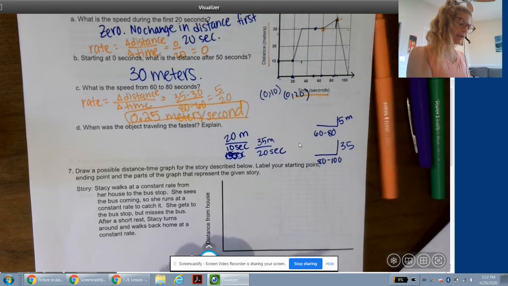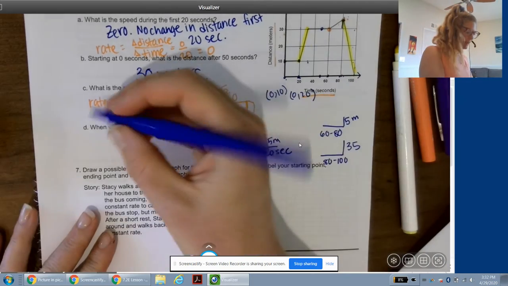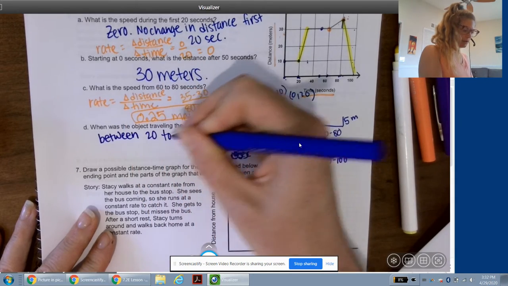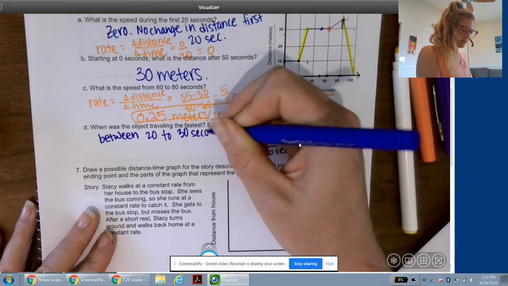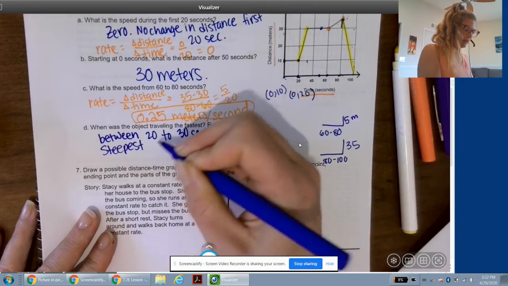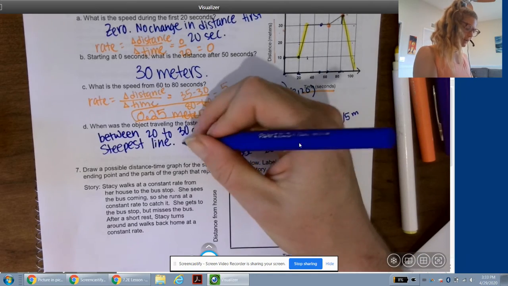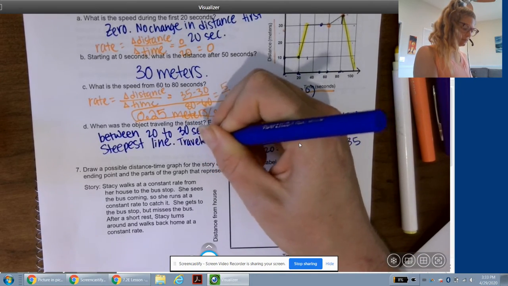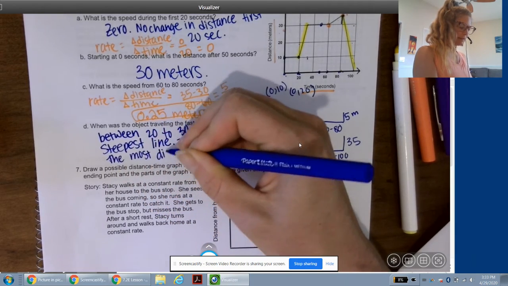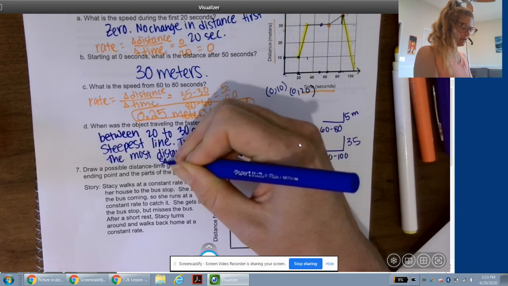So taking a look at these slopes, which line is the steepest? It's going to be between 20 to 30 seconds. And say steepest line. You can also use your ratios and explain traveled the most distance in the same time interval.